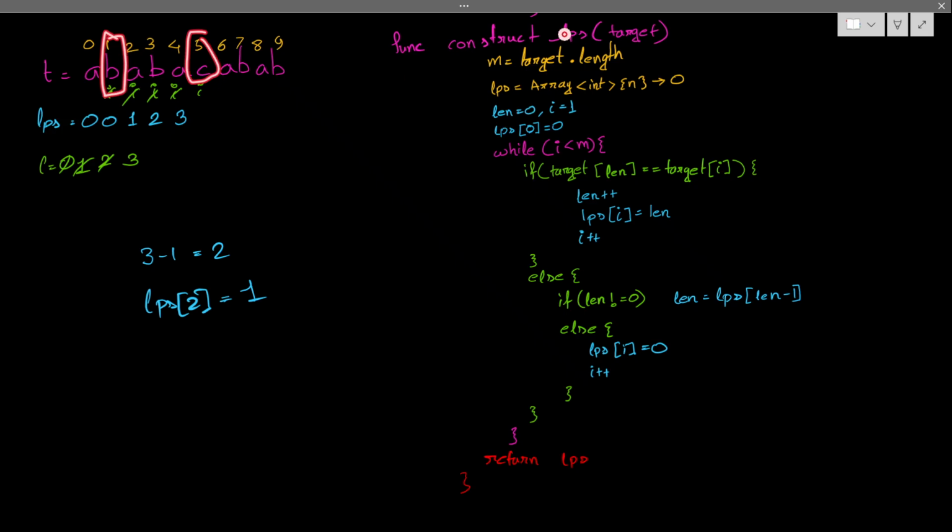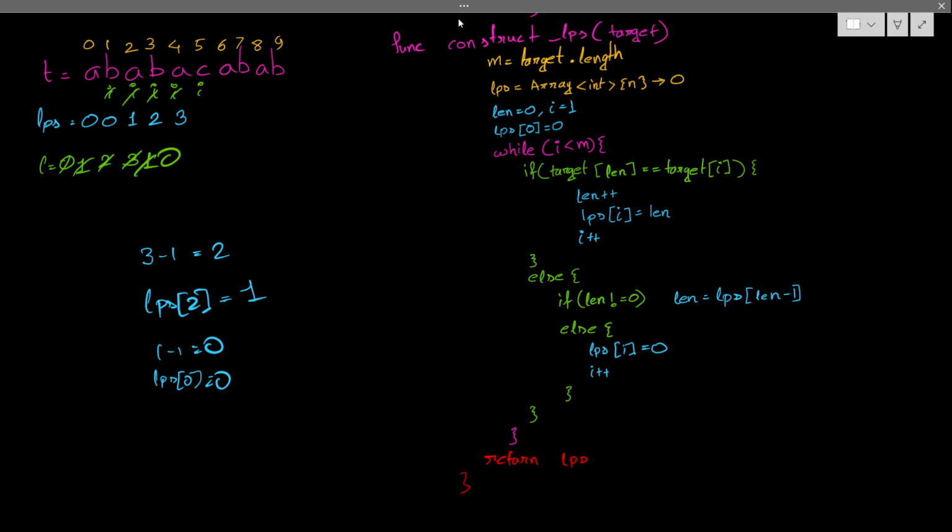So what is happening? Length becomes updated by 1. Why 1? Because LPS of length minus 1 is 1. So that's why length becomes 1. So is it matching? Length of 1 is B and this one is C. Is it matching? Obviously no. So what will we do? Again it will become LPS of length minus 1. So length minus 1 is right now 1, minus 1 it is 0. LPS of 0 is nothing but 0. So length will be updated to 0.